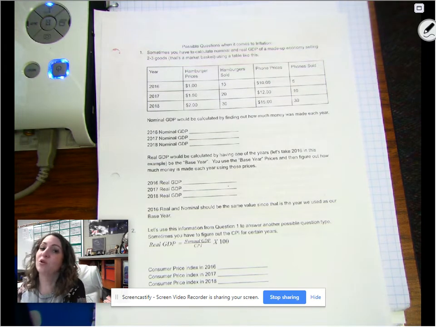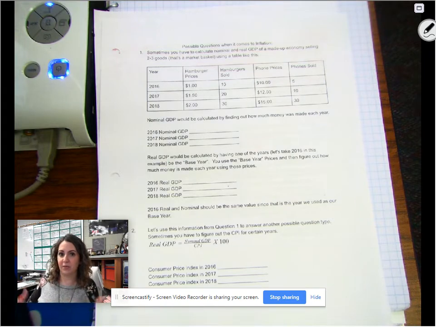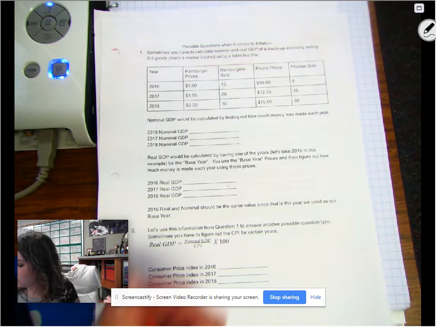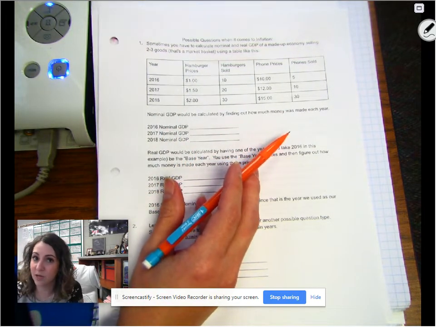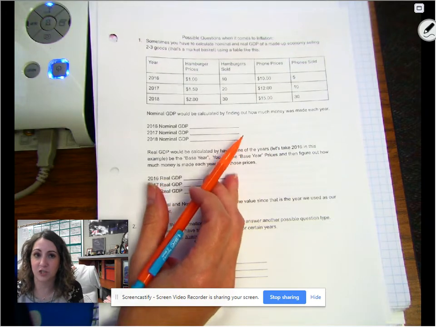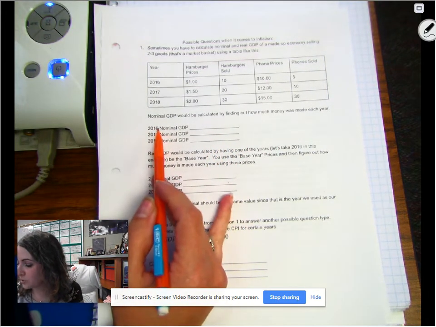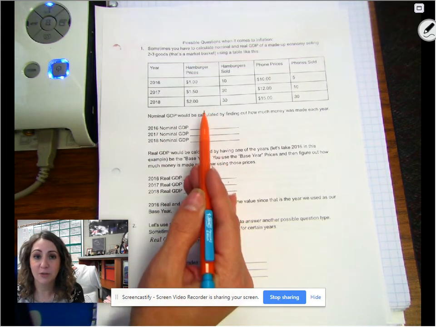You have a table like this. This is when you're going to be using these types of math problem-solving tools. So nominal GDP will be calculated by finding out how much money was made each year. That's what nominal GDP is, how much money was made each year, not adjusted for inflation. So for 2016, 2017, and 2018, you're just trying to figure out how much money they made.